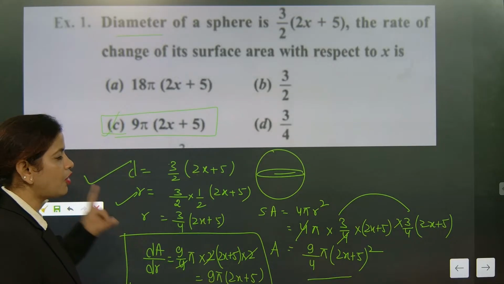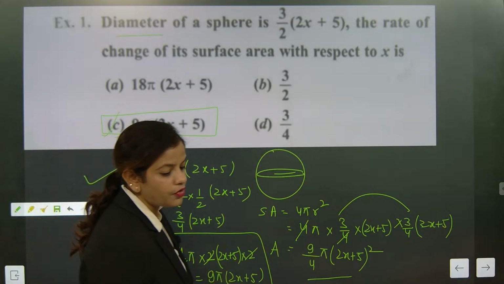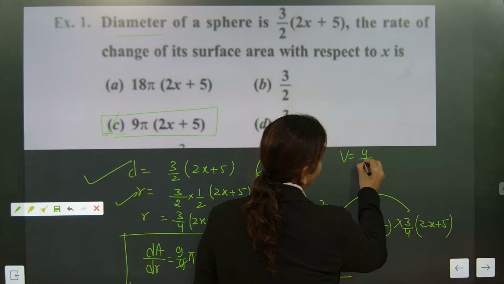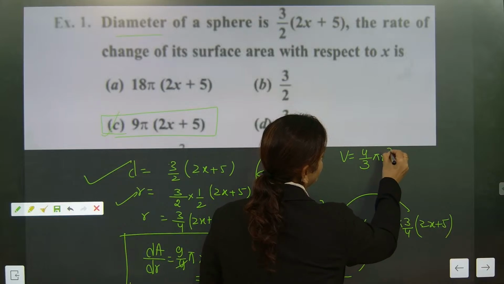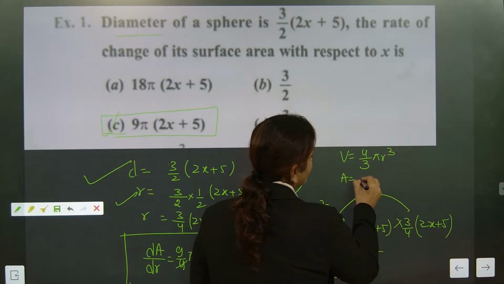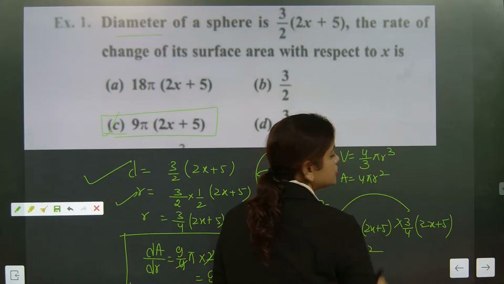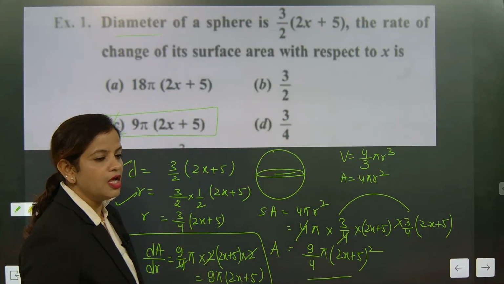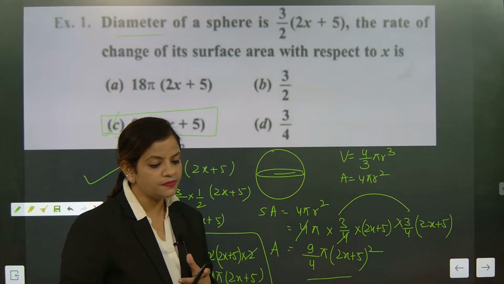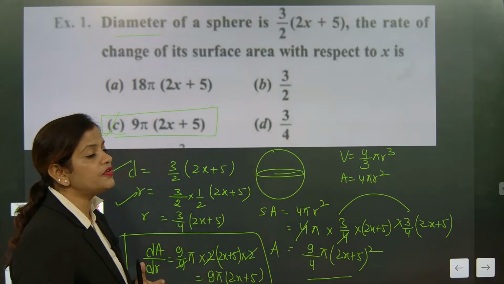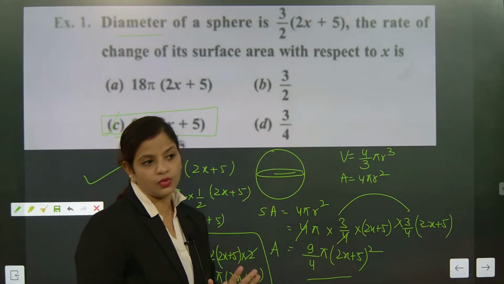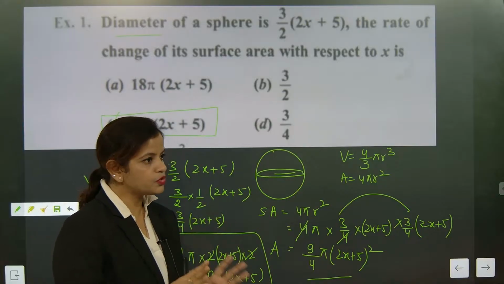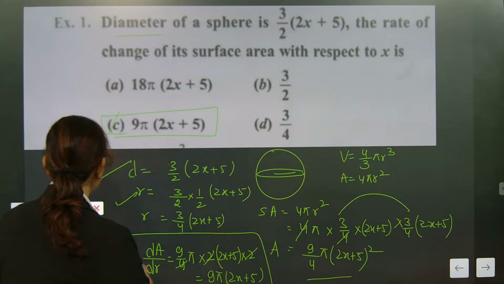Sphere, volume and surface area. Note down: the volume of a sphere is 4 by 3 pi r cube and the surface area is 4 pi r square. For finding with the sphere, you must know these two formulas. Understood or not? Surface area and volume formula you must know to proceed. Got it? This is the most important part.